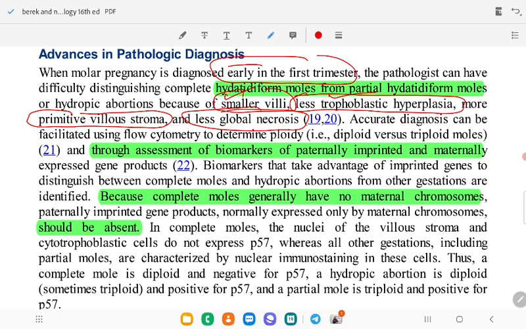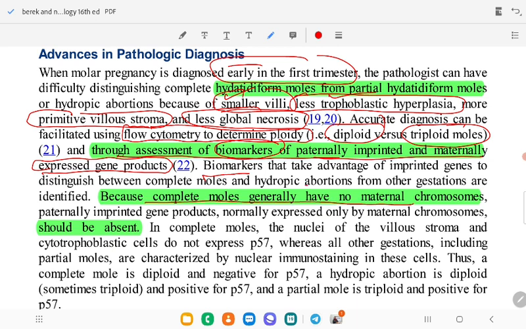For accurate diagnosis, they developed flow cytometry to determine the ploidy status, diploid versus triploid moles. Through assessment of biomarkers, they also use paternally imprinted and maternally expressed gene products. In a complete mole, the maternally expressed gene product P57 is absent, because the complete mole generally has no maternal chromosome, so the product normally expressed only by the maternal chromosome should be absent.